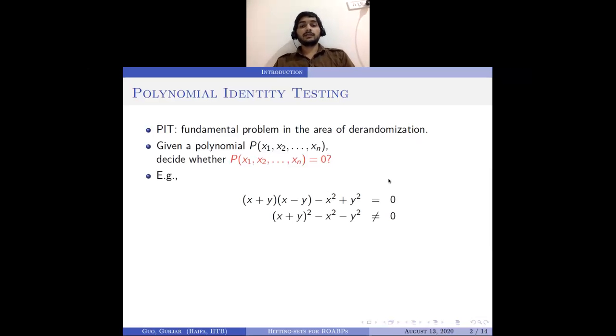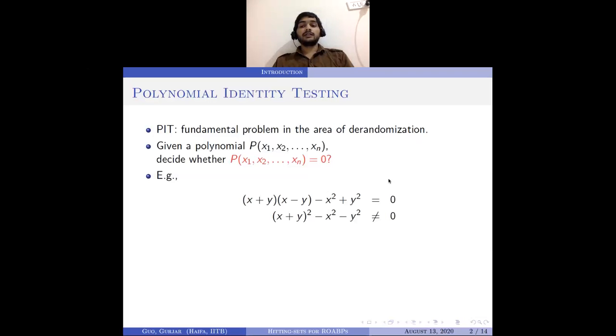Just for example, let's consider this first expression, (x plus y) times (x minus y) minus x square plus y square. You can simplify this expression and check that everything cancels out and this is actually equal to 0. On the other hand, the second expression is not equal to 0. So given such an expression in multiple variables with addition, subtraction and multiplication operations, our goal is to decide whether that expression is equal to a zero polynomial or a non-zero polynomial.